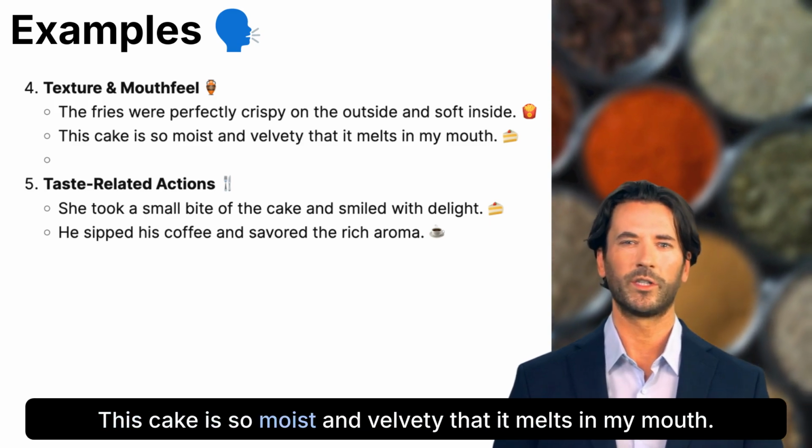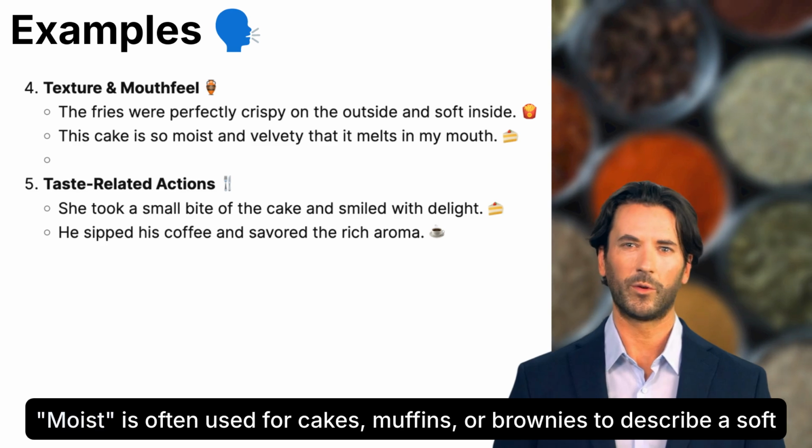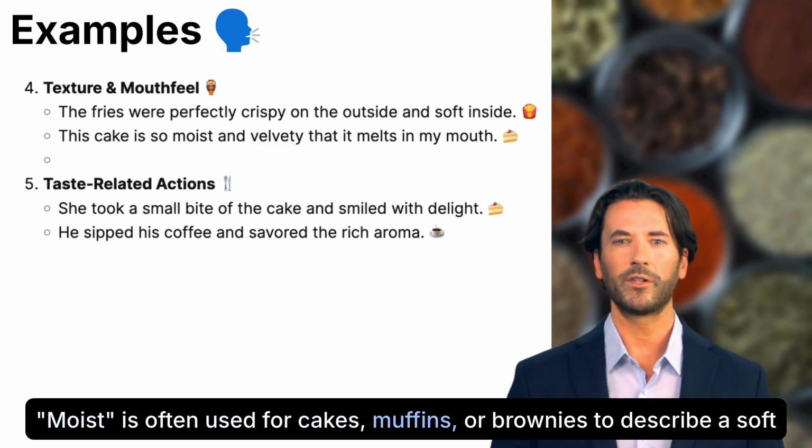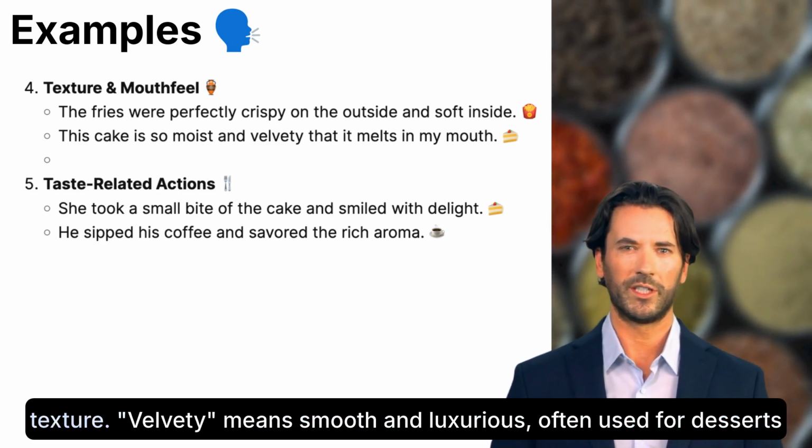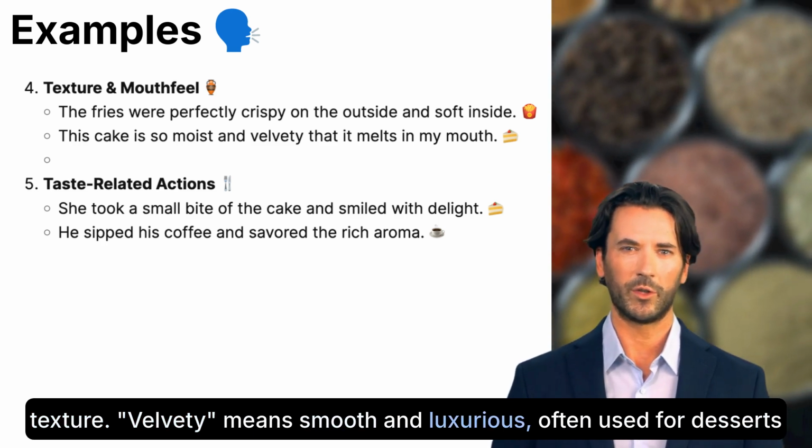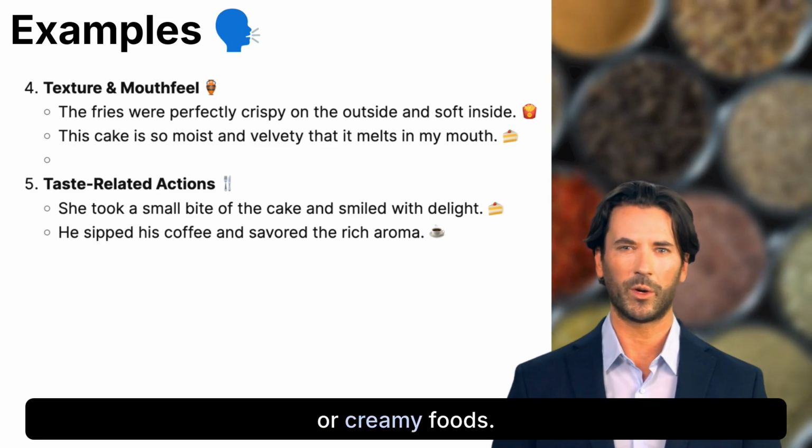This cake is so moist and velvety that it melts in my mouth. Moist is often used for cakes, muffins, or brownies to describe a soft texture. Velvety means smooth and luxurious, often used for desserts or creamy foods.